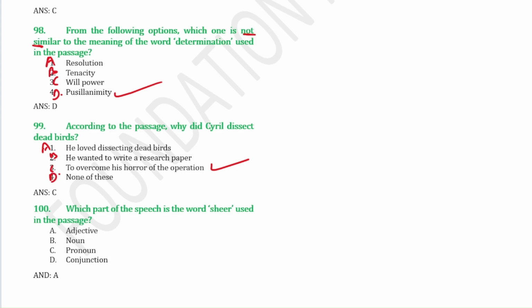Which part of the speech is the word sheer used? So it is an adjective. So this concludes paper 1. We'll go to paper 2 now.